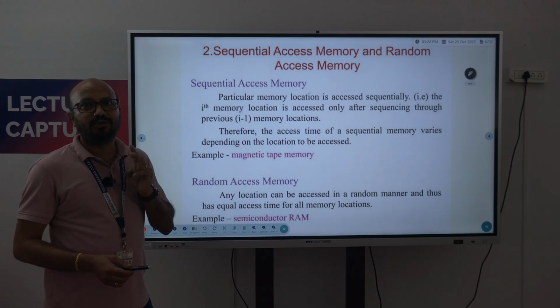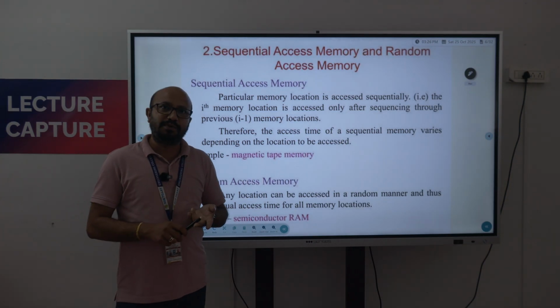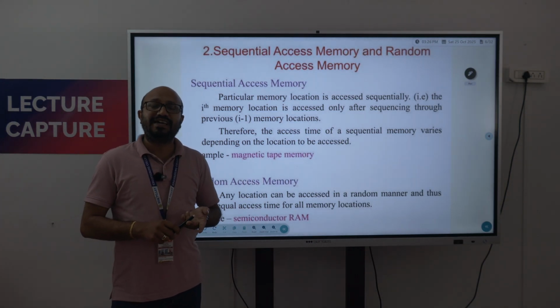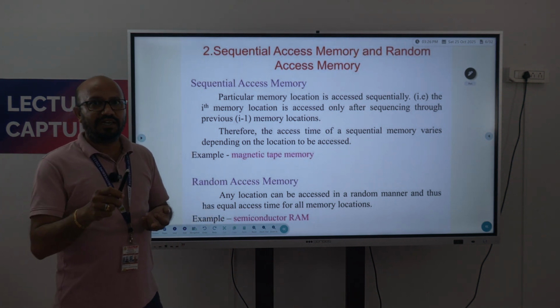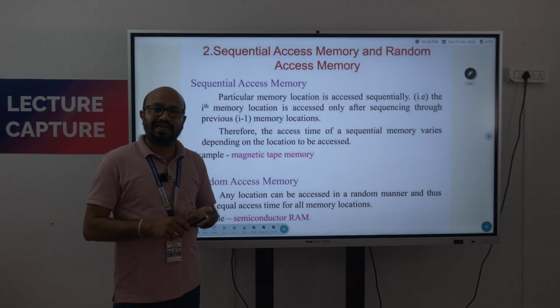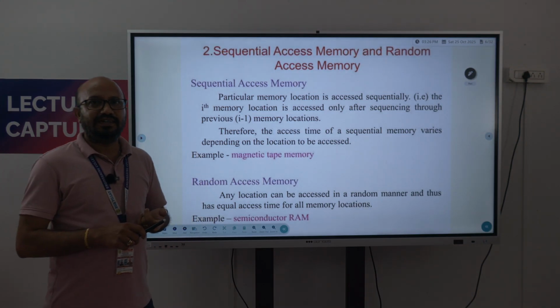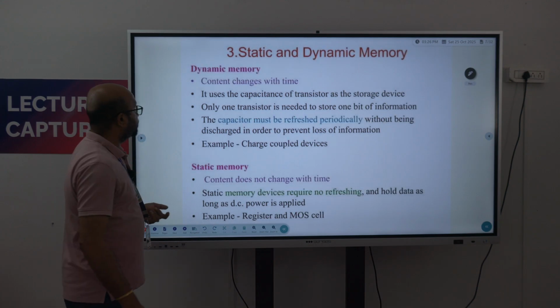In this we have two types. One is static memory and another one is dynamic memory. Static memory is made up of transistors and dynamic memory is made up of capacitors. Sequential allocation of memory is static memory, and dynamic allocation or random allocation of addresses is called dynamic memory.